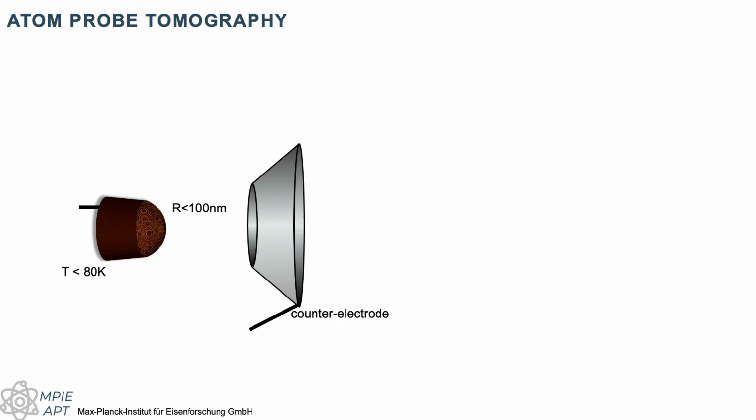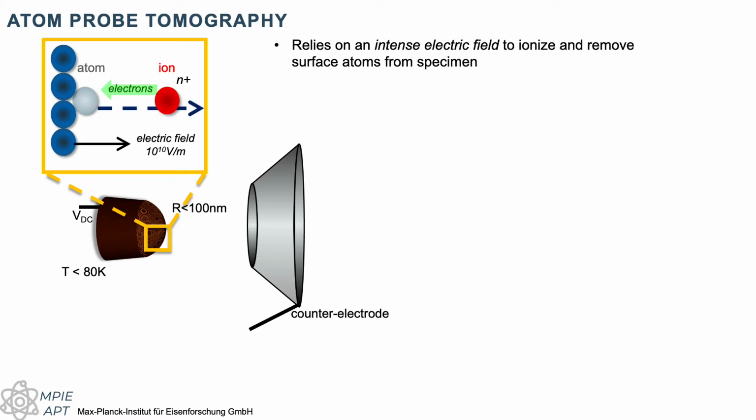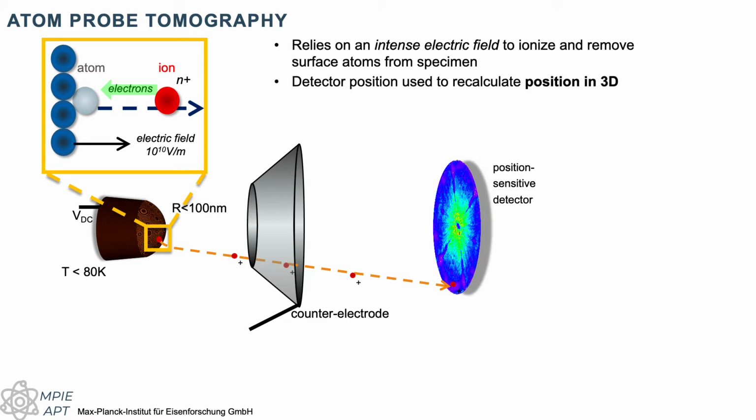Going back to how atom probe works, we have this sharp needle at low temperature, 80 K, and we apply the voltage. The atoms on the surface are going to transition into ions under the influence of the high electric field, and then they are projected away following trajectories determined by the distribution of the electrostatic potential, going through the counter electrode, being collected by a position sensitive detector.